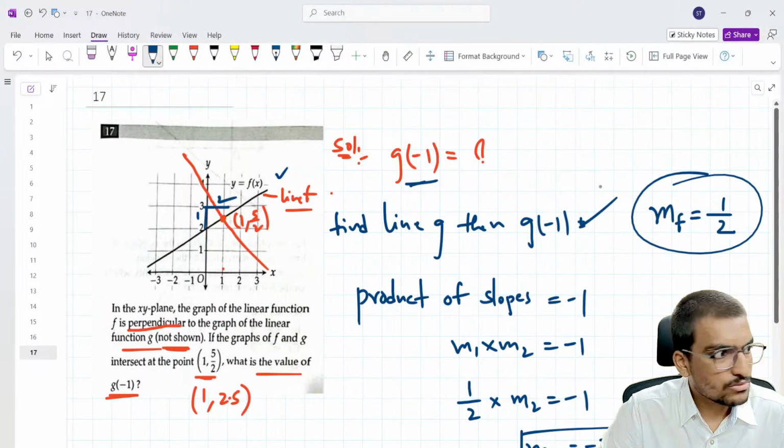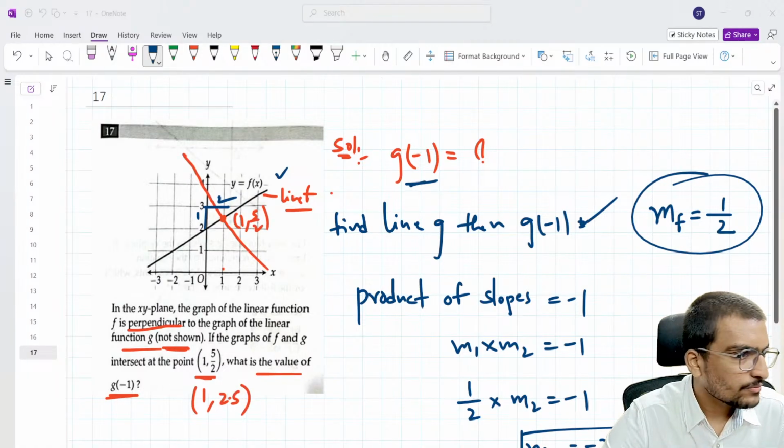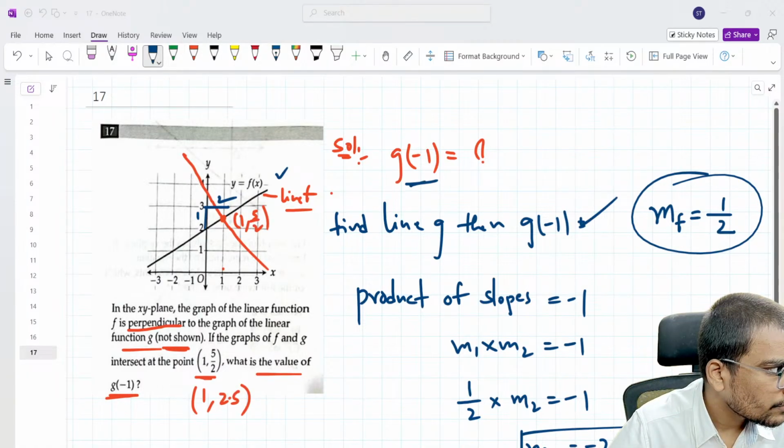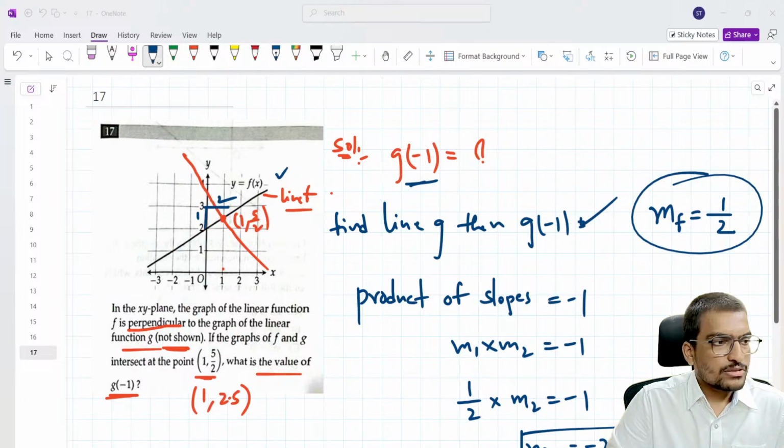This has got stuck. Hold on for a second. Let me see what happened. Yes, it is fine now. Let's go back.